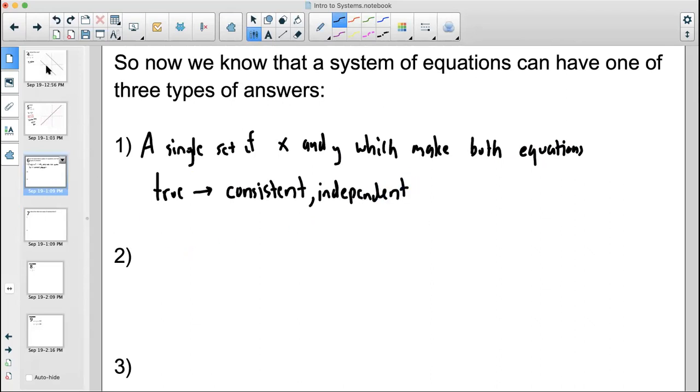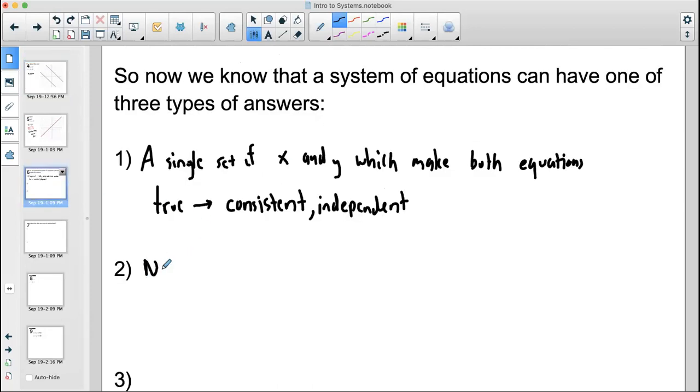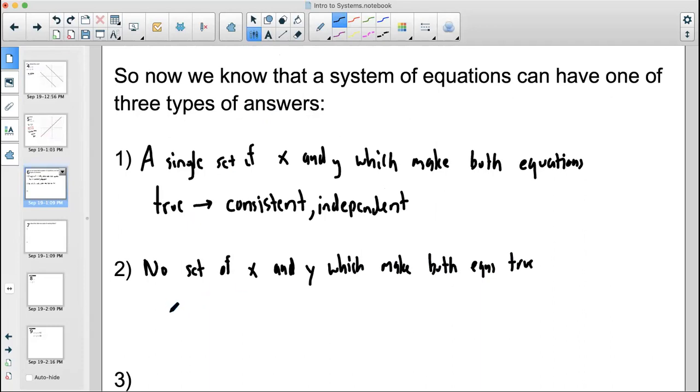The second one we saw was this one where there were no solutions. So it can have no set of x and y which make both equations true. And that's called inconsistent.